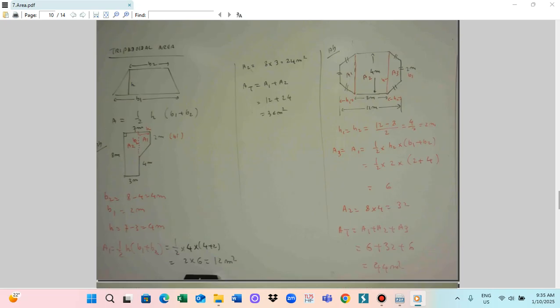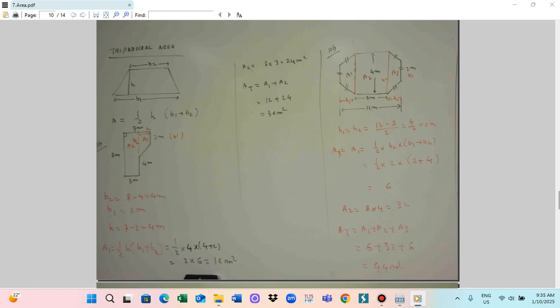Therefore, you also calculate A2. A2 is a rectangle area, which means height multiplied by base. So this is 8 multiplied by 3, which is 24 meter square. So total area A is equal to A1 plus A2, so 12 plus 24, which is 36 meter square.